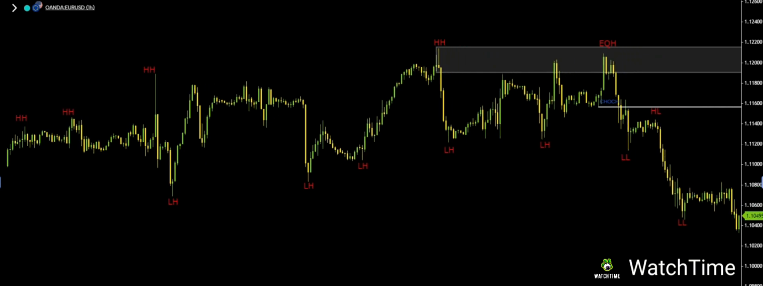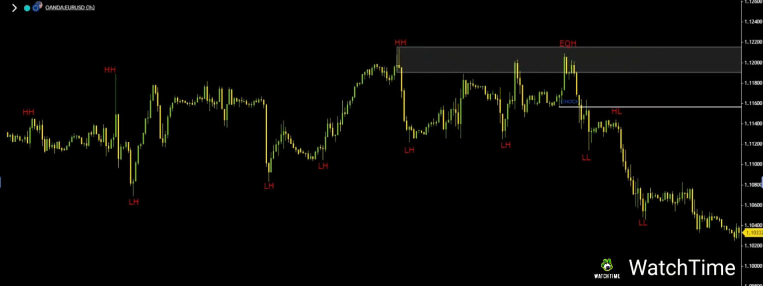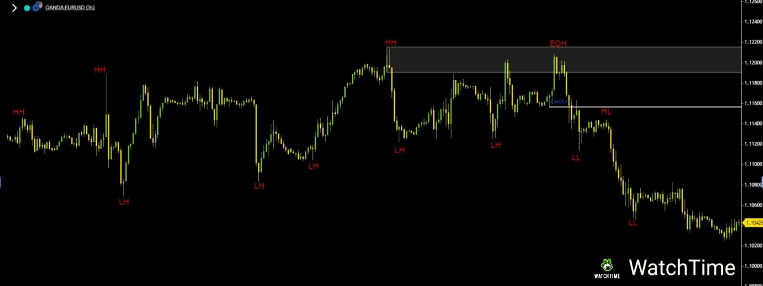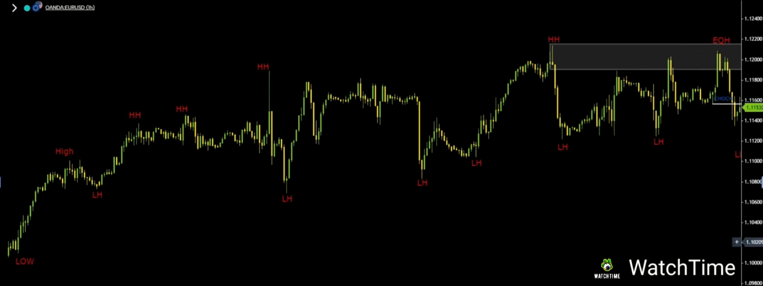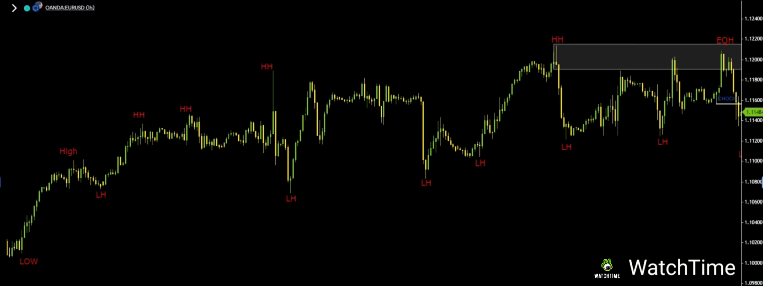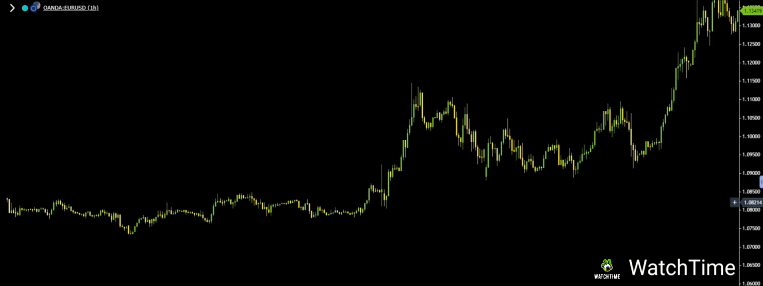Step 2. Confirm with price action signals. Once the BOS or CHoCH is confirmed, look for price action that supports your trade. Some key price action patterns include bullish or bearish engulfing candles, indicating a shift in momentum. Pin bars, showing rejection of a certain price level. Doji candles, indicating indecision and a potential reversal.